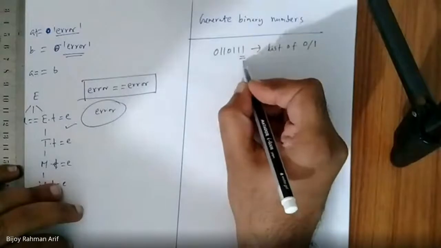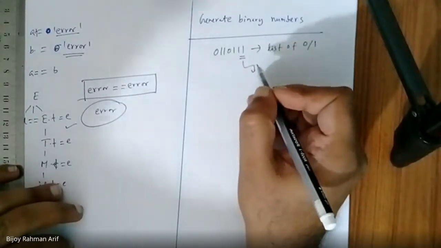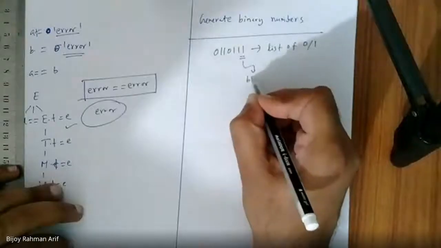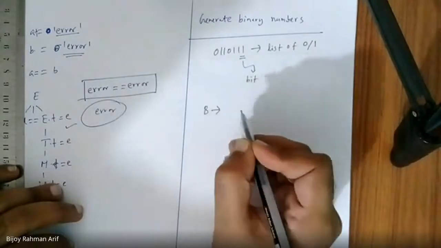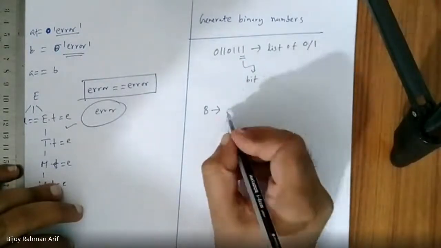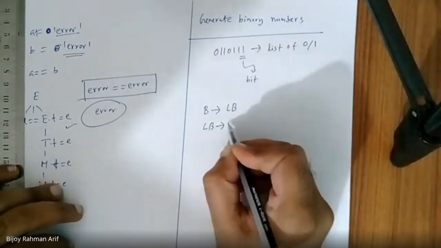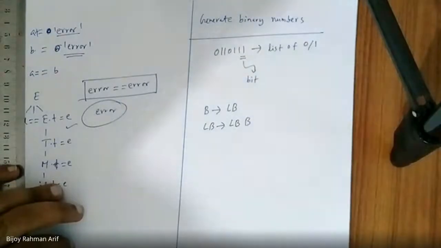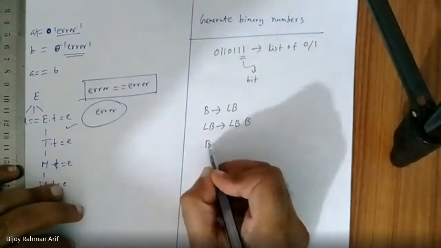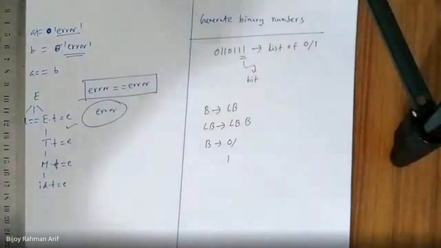Each of these 0 or 1 is called a bit. So we can consider that a binary number is nothing but a list of bits. A list of bits is nothing but a list of bits followed by a bit. And what is a bit? A bit is nothing but 0 or 1. So this is the grammar by which you can generate these binary numbers.